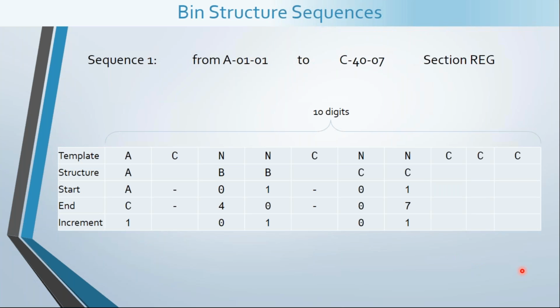In this slide, we try to understand how we define the sequence in the SAP system. We have been talking about how we can divide all the bins across multiple sequences, but how do we actually do that in the system? For that, I'm taking the first sequence as an example, which means we have to create the bins starting from A0101 until C4007. So the first 7 levels of rack A, B, and C, and the bins have to belong to section FRG. Let's now focus on this sequence.